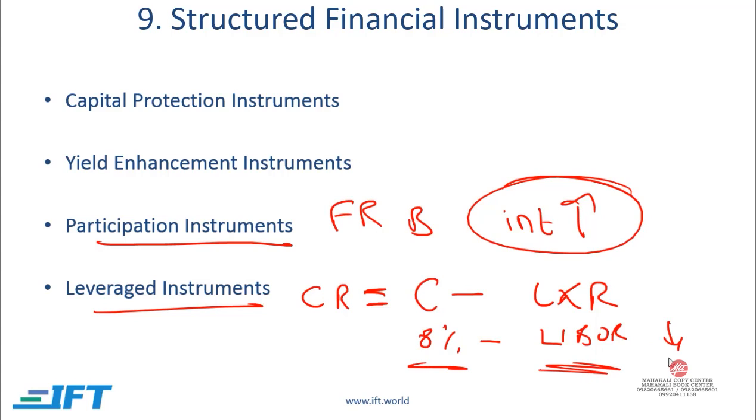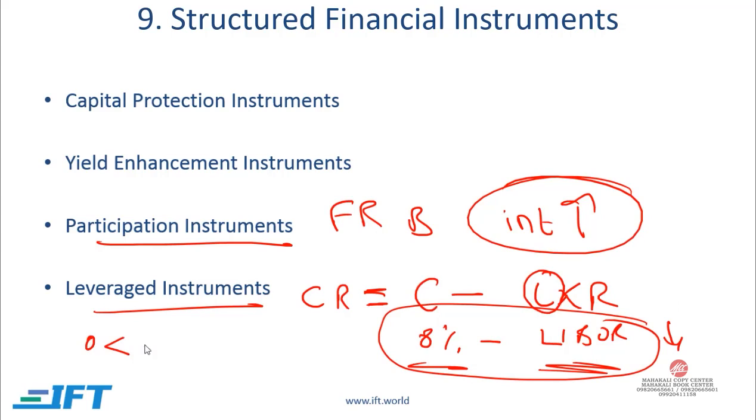On the other hand, if LIBOR goes up, then this number will come down. The L, as I said, is leverage. If the leverage is between 0 and 1, then this is called a deleveraged inverse floater. On the other hand, if L is greater than 1, then we would call the instrument a leveraged inverse floater.